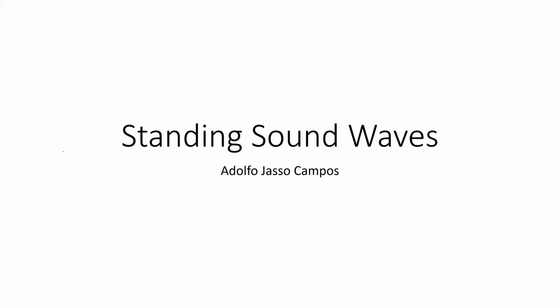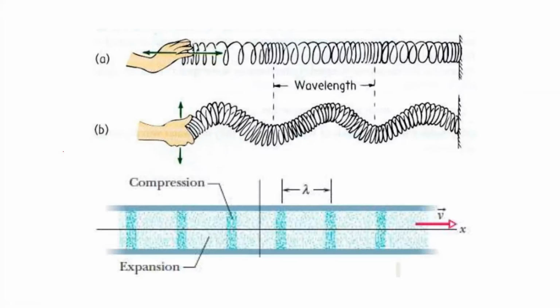The objective of this experiment is to get the speed of sound. First of all, we need to understand how a wave of sound behaves. There are two types of waves, a transversal wave and a longitudinal wave.